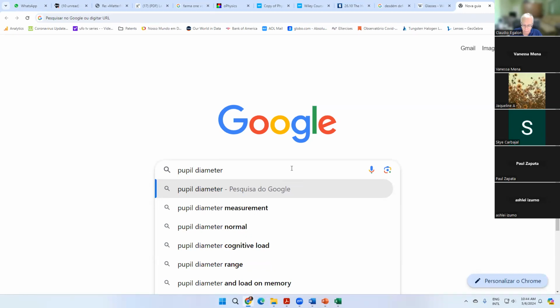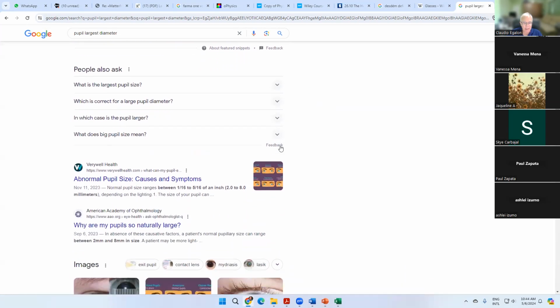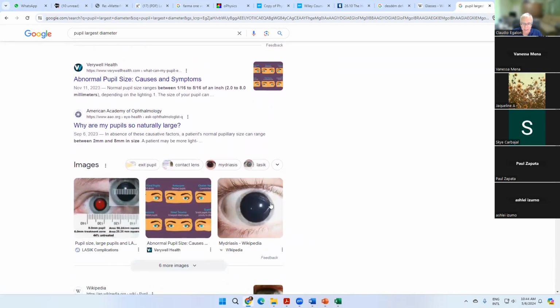Largest diameter. Pupil size. See, this reference here is saying 8 millimeters, but I have seen references that point all the way up to 9 millimeters for the diameter of the eye. Here you go. See that? Look at this eye. Completely huge, right? The pupil is so large that it's almost covering the whole iris.